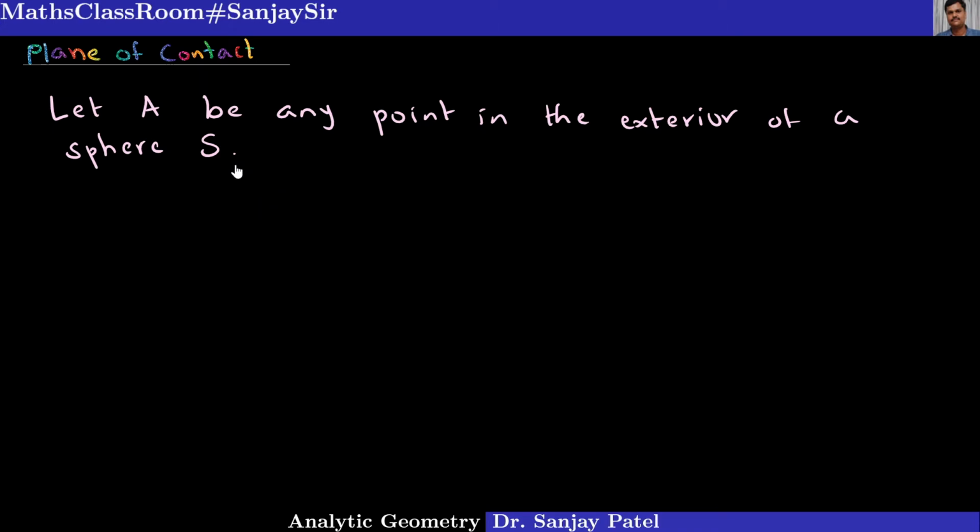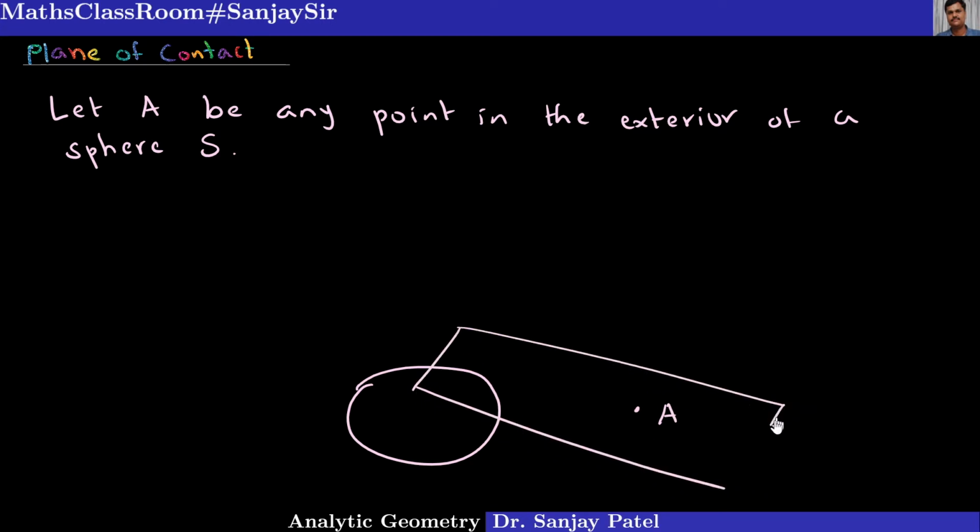Now, you can imagine that you can draw infinitely many planes which are passing through the point A and touching the sphere S. Say something like this. Suppose this is a sphere and a point here is in the exterior, then you can draw a tangent plane passing through A and touching to the sphere. This point is in the exterior. So we are talking about this tangent plane. So let A be any point in the exterior of sphere S.